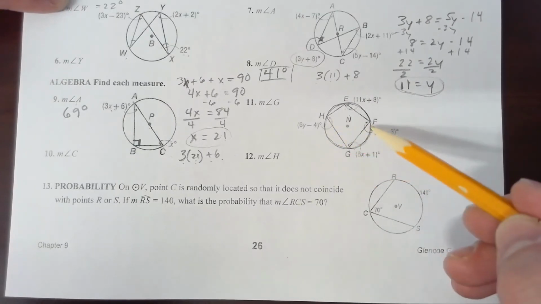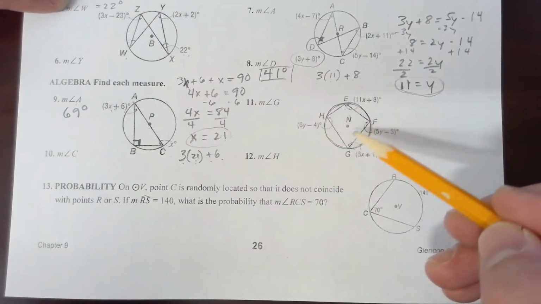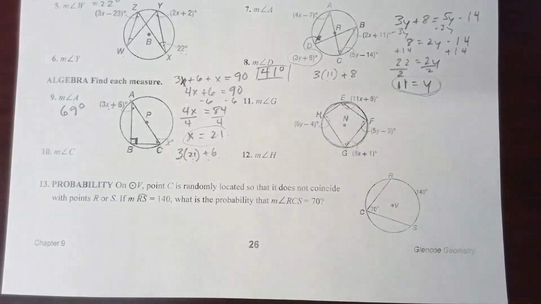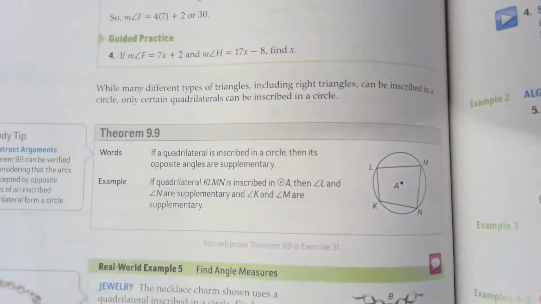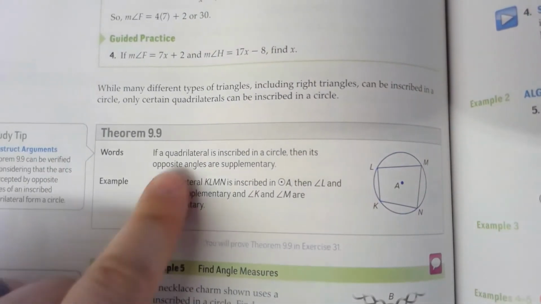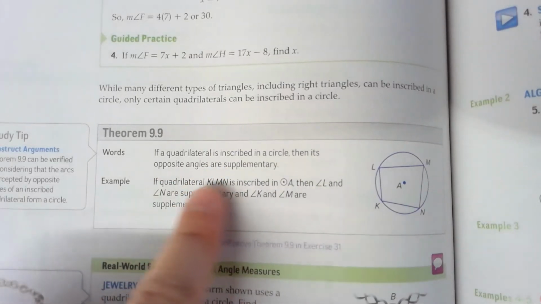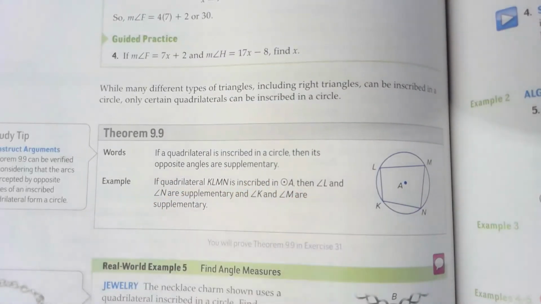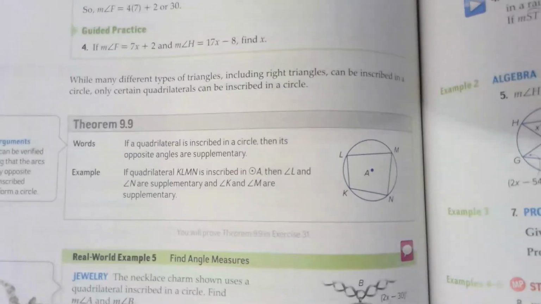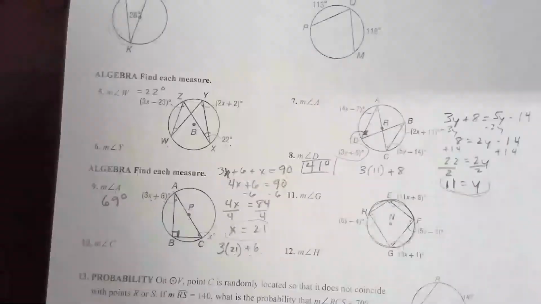Same thing with H and F. They do the same thing. H and F will also be supplementary. So we've learned that before, that the interior angles of a quadrilateral always have to add up to 360, and that's what this last theorem shows in theorem 9.9. If a quadrilateral is inscribed in a circle, then its opposite angles are supplementary. So that's the theorem that we're going to need for this one.